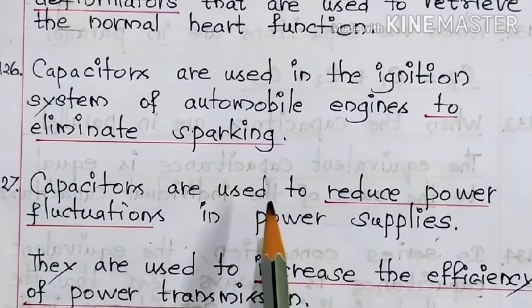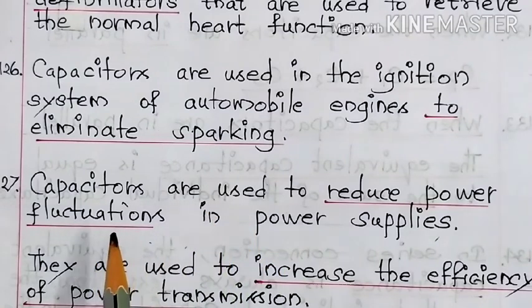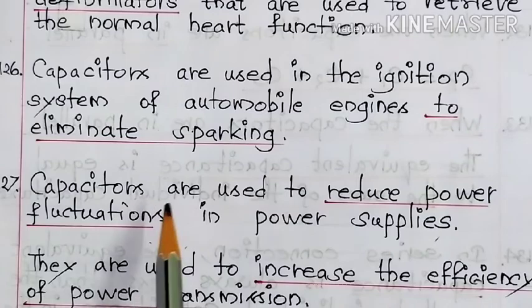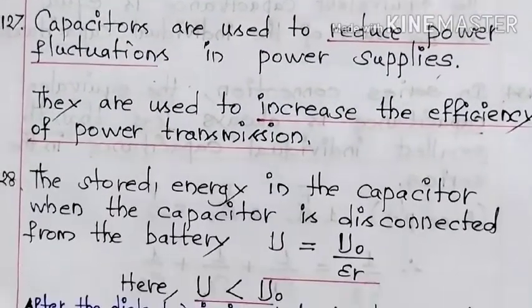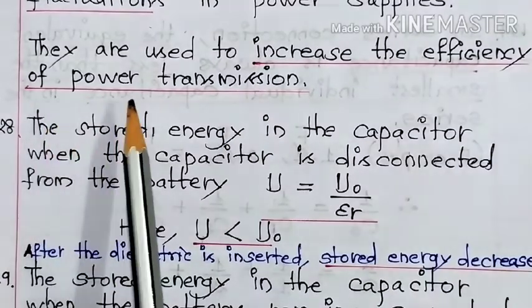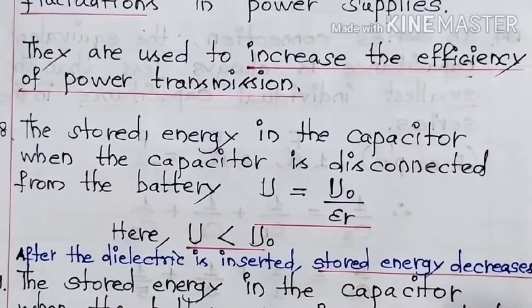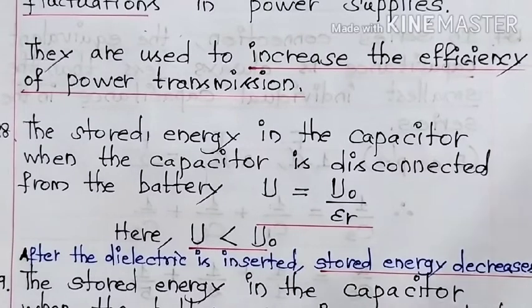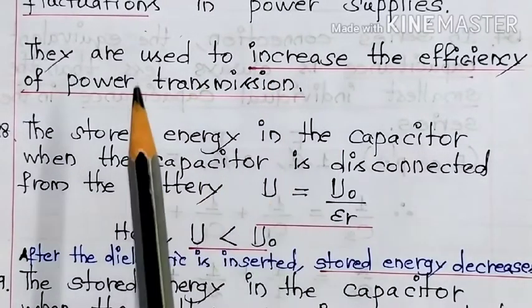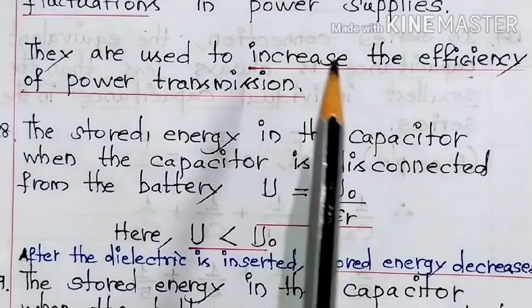You might have come across a situation at your homes. Voltage goes up and down. It is called fluctuation. So to reduce such type of fluctuation in power supplies, capacitors are used. They are used to increase the efficiency of power transmission. What does it mean? When power is transmitted from one station to another station, there is a loss of power. So to reduce such things, capacitors are used in power transmission.